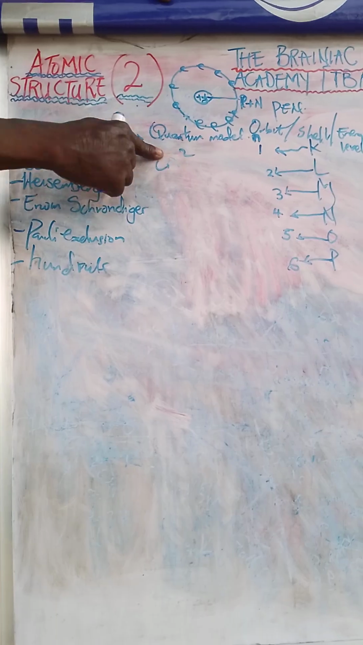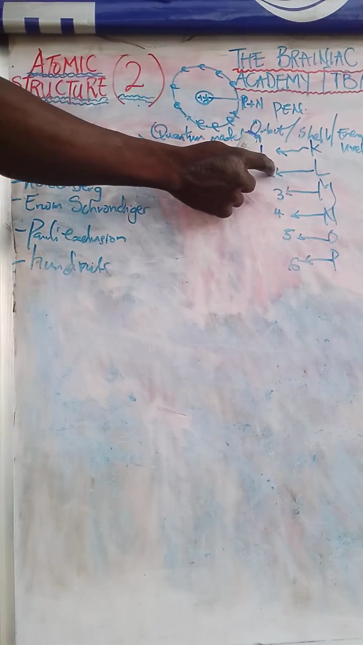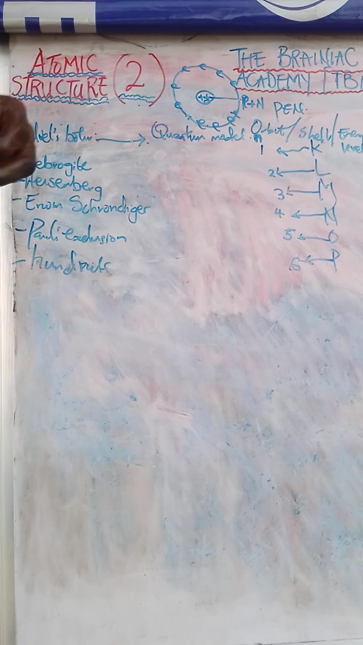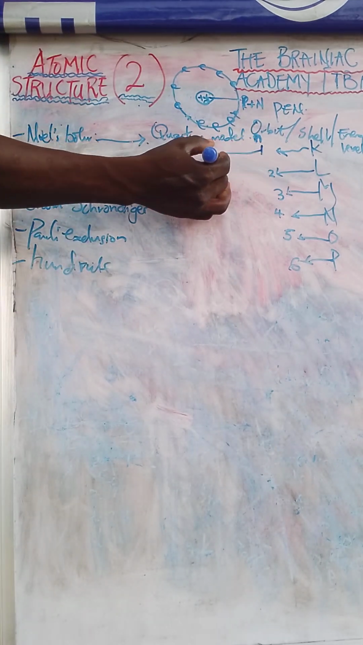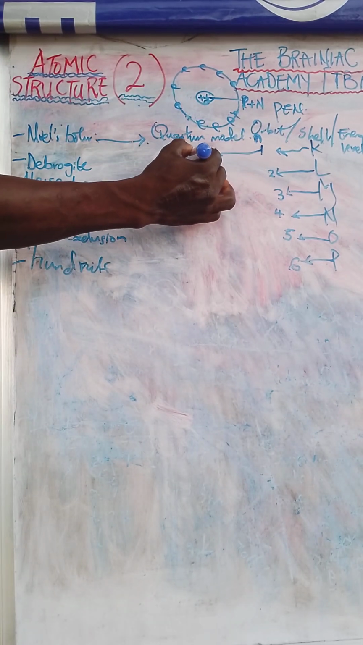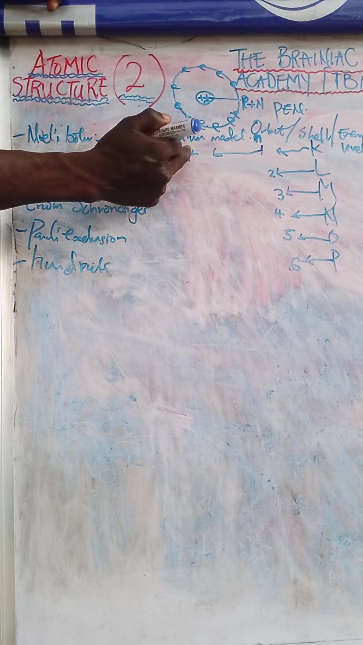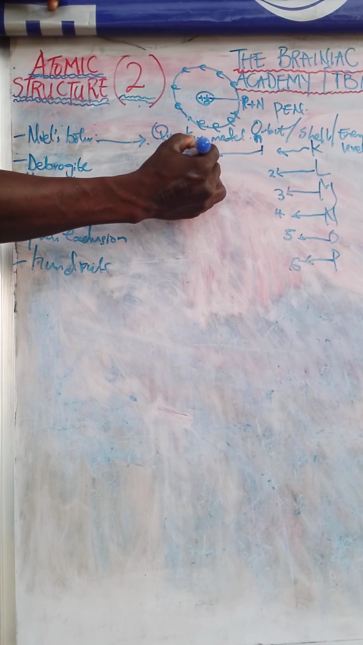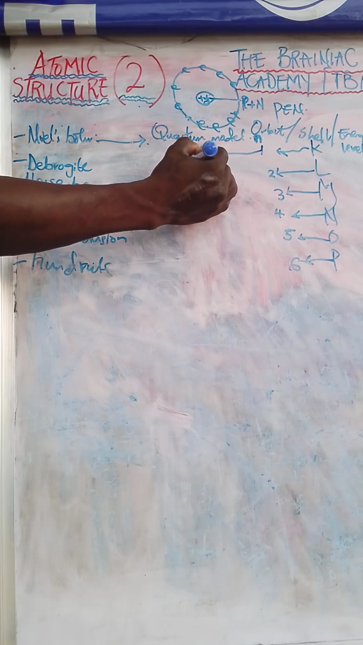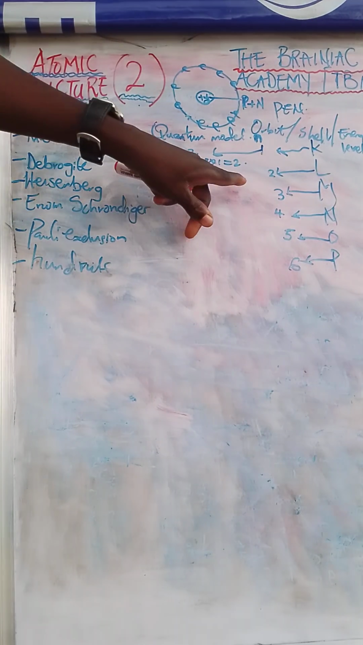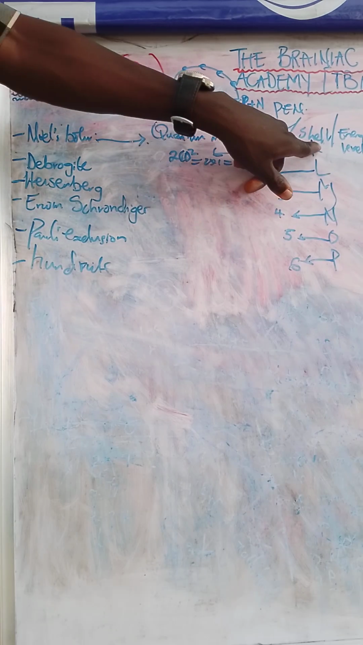Now let me explain. Coming back to the K shell, what will be the maximum number of electrons in the K shell? You write your formula out: 2n squared. My n here is 1, so that's 2 into bracket of 1 squared, which is 2 multiplied by 1, which is 2. So 2 will be my maximum number of electrons in my K shell.